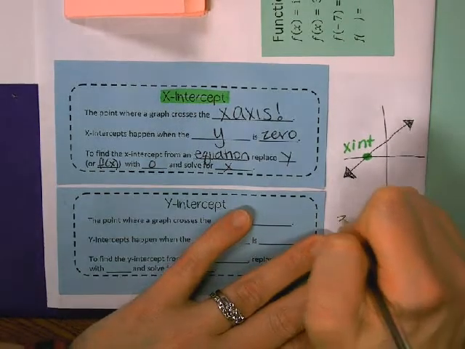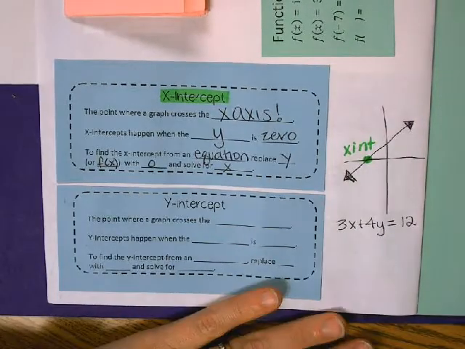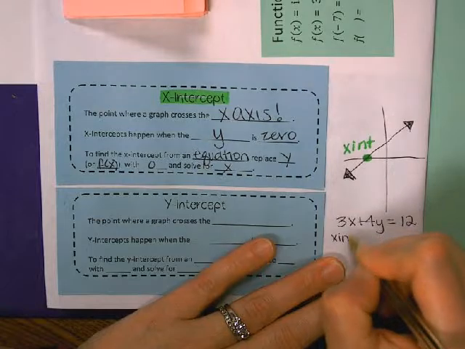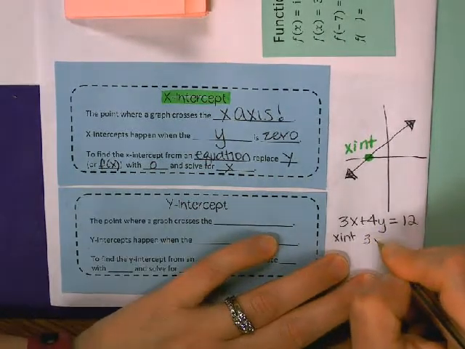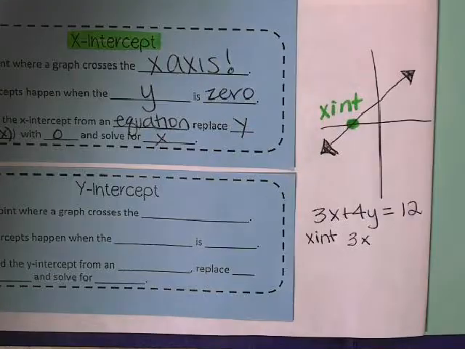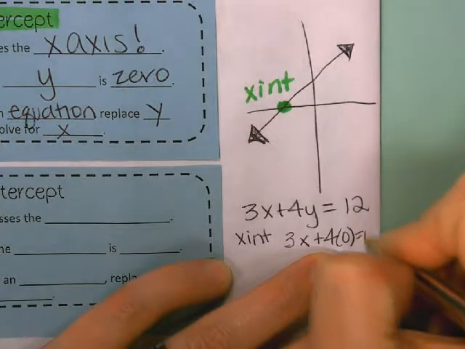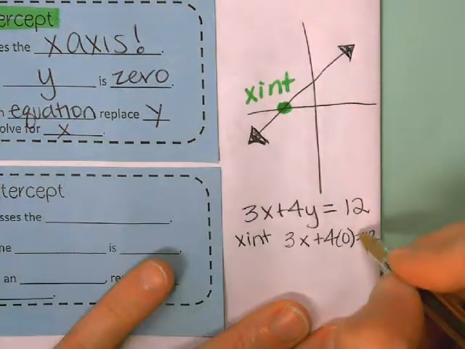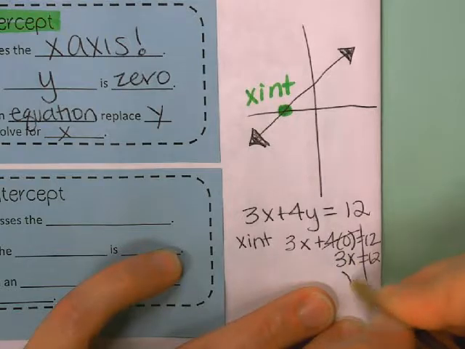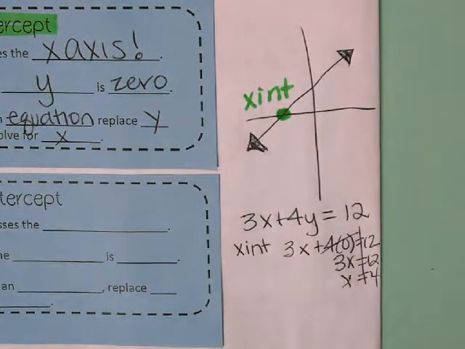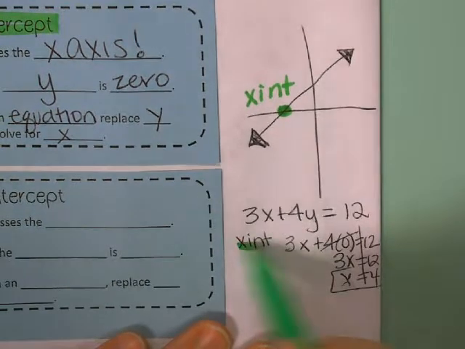So let's say I have 3x plus 4y equals 12. If I want the x-intercept, I'm going to substitute y as 0. So I would say 3x, let me zoom in a little bit on what I'm writing, plus 4 times 0 equals 12, and then I would solve it. So 4 times 0 is just 0, so 3x equals 12, so x equals 4. So that's the x-intercept.